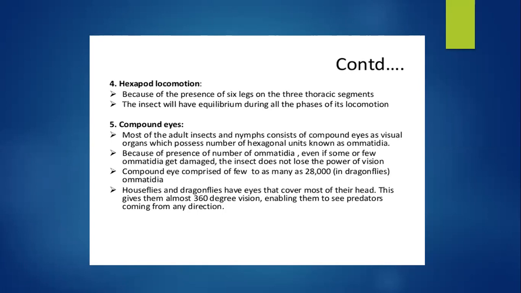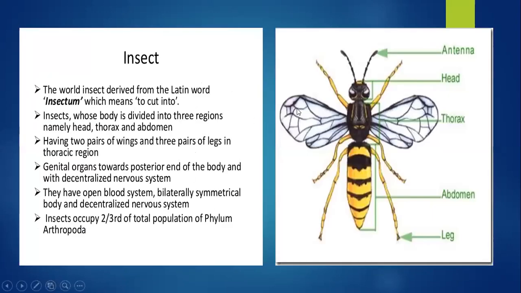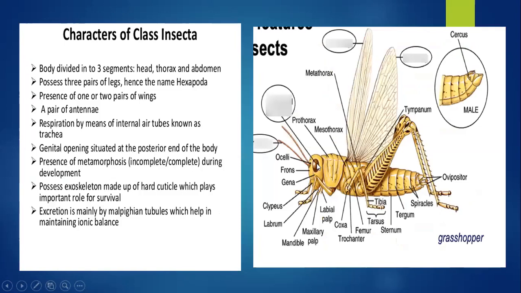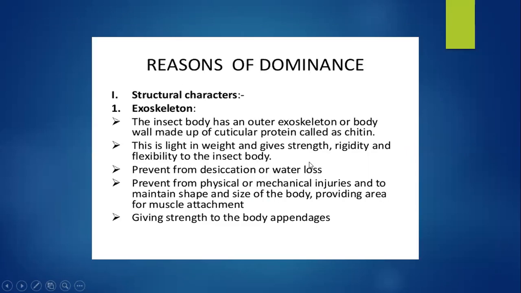And presence of compound eyes. So what are compound eyes? The insects have compound eyes. Most of the adult insects and nymphs have compound eyes. These compound eyes are visual organs, that is, organs of sight, which contain a large number of hexagonal units called ommatidia. I'll show you the compound eyes. Yeah, you can see the compound eyes. These are the compound eyes. All the ommatidia, there is no single ocellus here. There are different ocelli in the form of ommatidia, which make the compound eyes. These are also compound eyes. These are the ocelli.